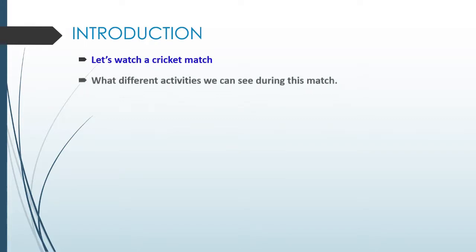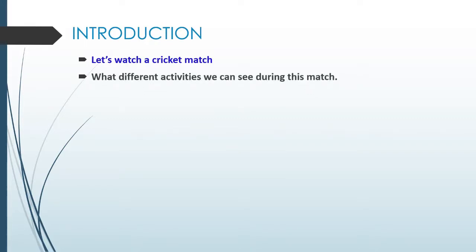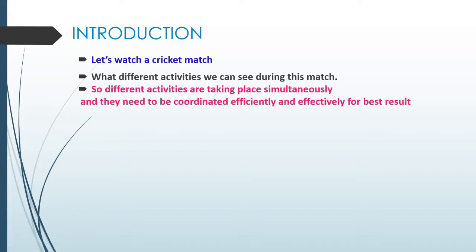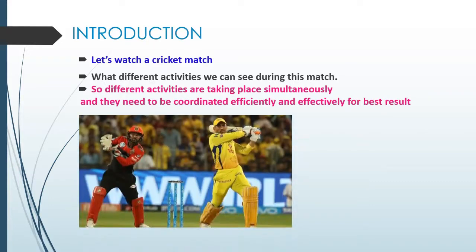Okay, so let's start. Now let's imagine that we are watching a cricket match. What are the different activities that you can see during this particular match? There are many different activities taking place simultaneously, and all of these need to be well coordinated. So let's look at this particular picture. We can see that the batsman is batting, and the wicket keeper is catching a ball. For this, a lot of coordination is required.